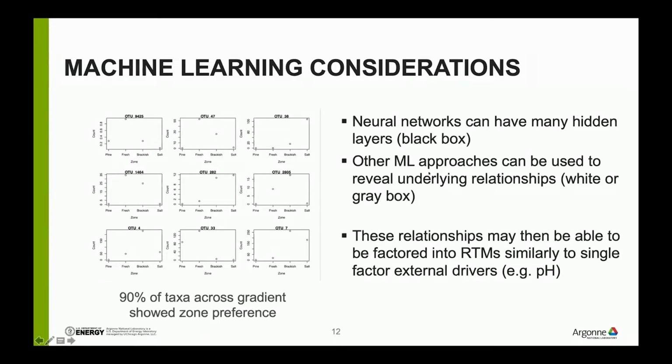And so it'd be possible to use machine learning approaches, and not black box approaches like the neural networks that Hyun was talking to us about earlier, but white or gray box machine learning approaches. What that means is that they can actually give you the underlying equations for the relationships that explain the distribution of these taxa. Then we can incorporate those relationships into the reactive transport models in a similar way to how we'd consider other external factors, like Roloff was explaining yesterday in terms of how pH might control the accumulation of biomass in the system.